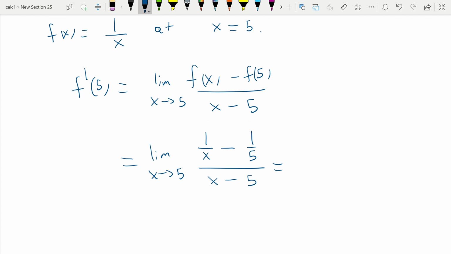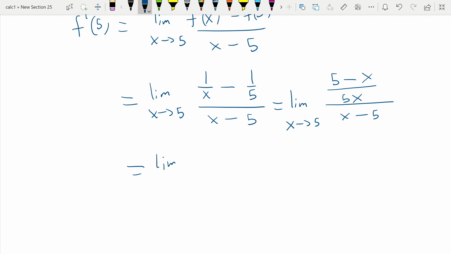Can we simply evaluate here when x is equal to 5? No, we'll get 1 over 5 minus 1 over 5, which is 0, and we get 0 in the bottom as well. So we would get an expression 0 over 0, which is not defined. Okay, so this is something we cannot do. So we need to continue manipulating this expression algebraically. So we put these two fractions together in the top. So that gives us 5 minus x divided by 5x. That's just the top. And then the bottom is x minus 5.